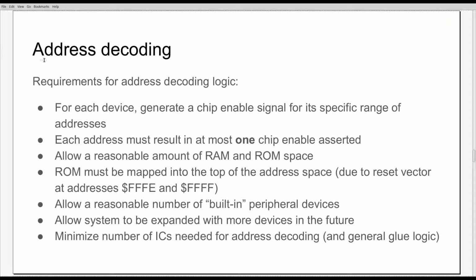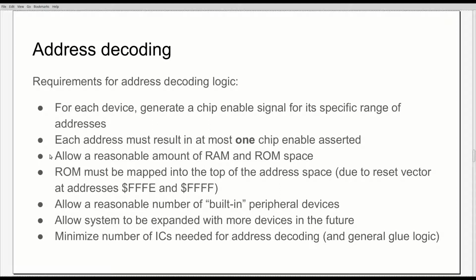So now we can actually talk about our address decoding logic and how we're going to design it. And we'll start by identifying some requirements. So these are the properties we would like our address decoding logic to have. One requirement is that for every device in the system, we need to be able to generate a chip-enable signal that will enable that particular device when its specific range of addresses is accessed by the CPU. We also need to make sure that for any specific address generated by the CPU, it results in at most one chip enable being asserted. We definitely don't want to turn on two devices that will access the data bus at the same time. That would definitely cause problems.